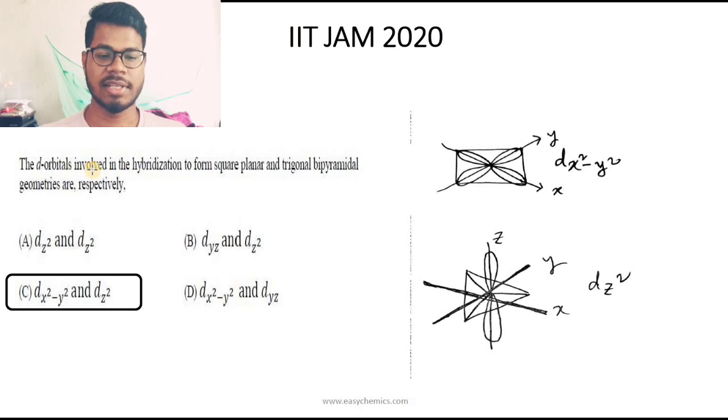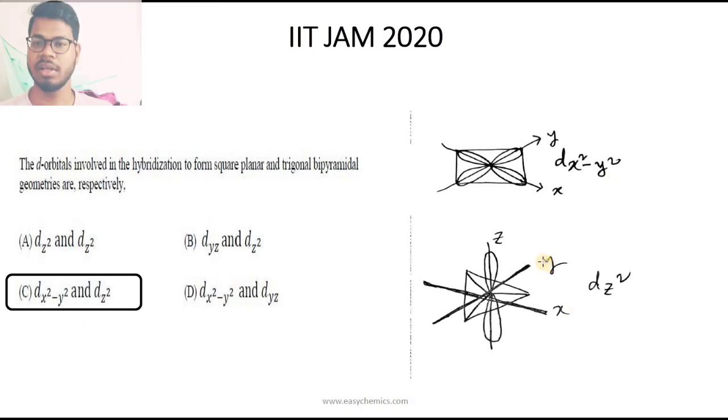Then the question on the d orbitals involved in the hybridization for square planar and trigonal bipyramidal geometry. The d orbitals participating in forming these geometries: for square planar, the dx square minus y square orbital directly interacts with the ligand, and for TBP, that is trigonal bipyramidal, the dz square orbital directly interacts with the ligand. That's why dx square minus y square and dz square will be the correct answer.